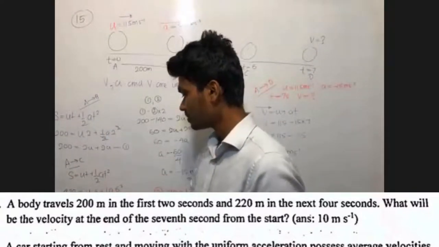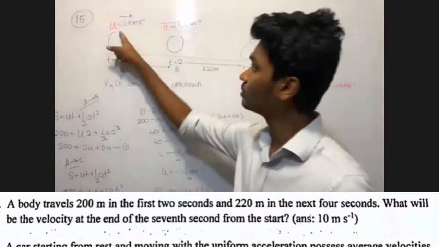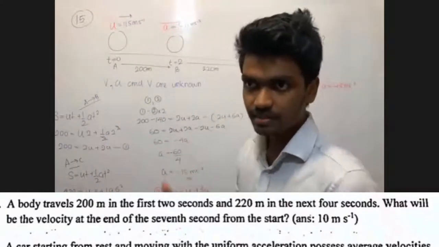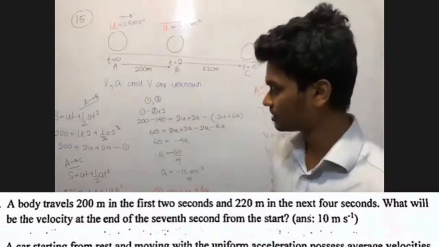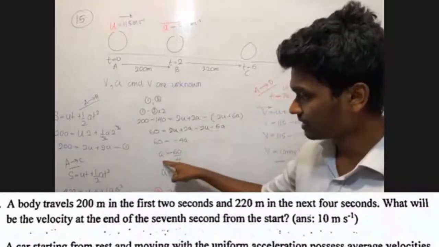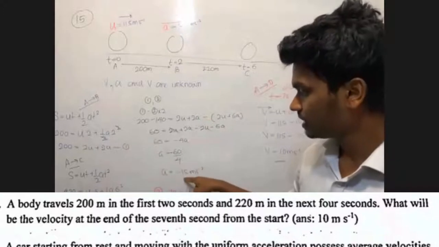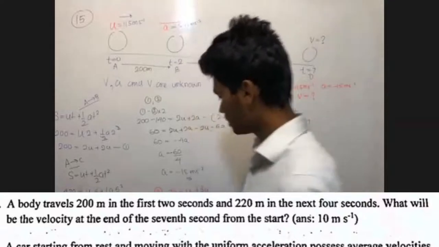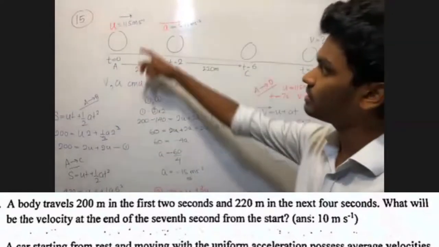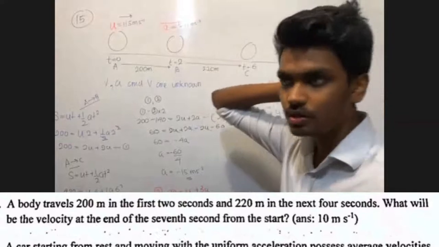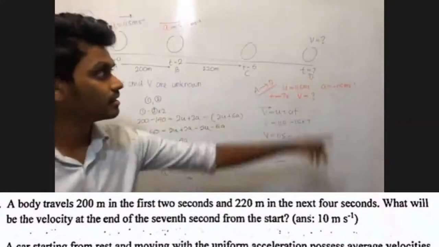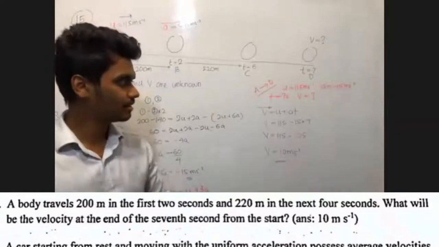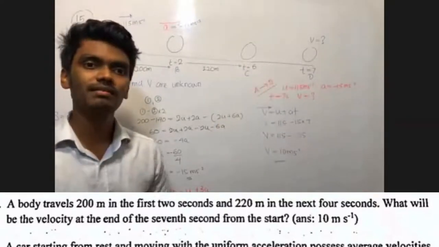Once again, I got an expression for u and a. So I have two equations for u and a. I simplified that, simultaneous simplifications, and I found the acceleration. After finding acceleration, I substituted it in this equation and found the initial velocity. So once the initial velocity and the acceleration were found, finding the final velocity at point D is not going to be a big deal. You just have to apply v equals u plus at.